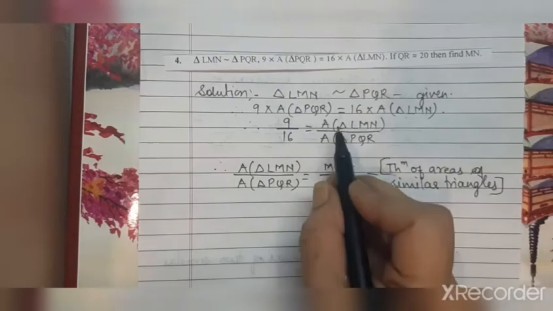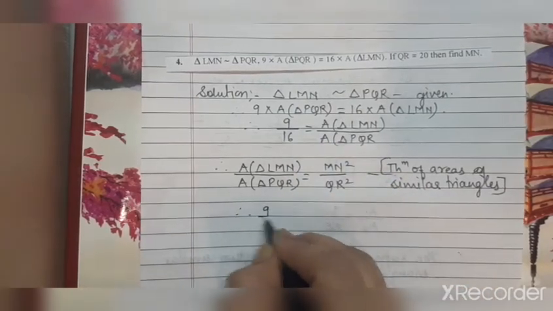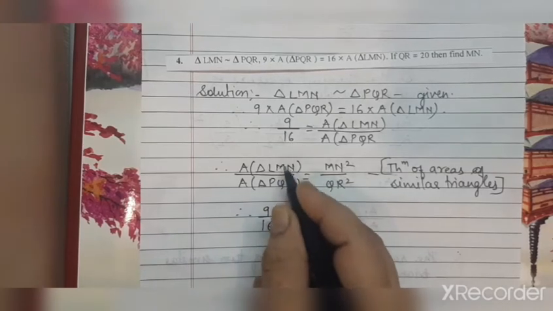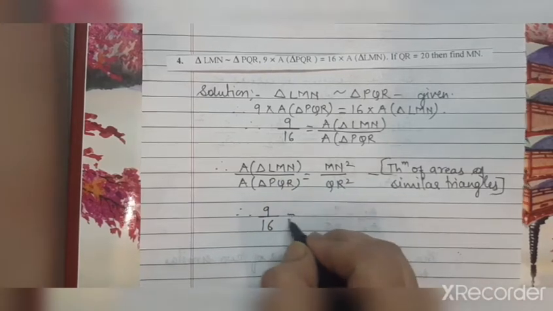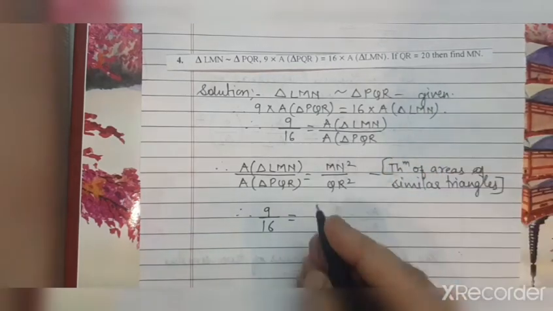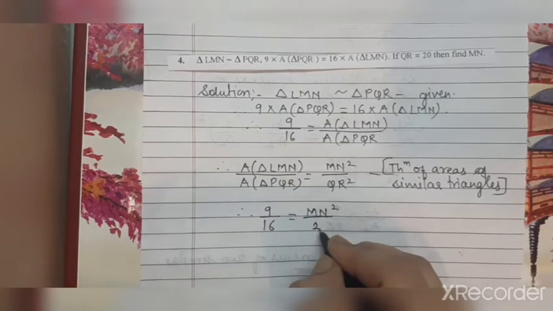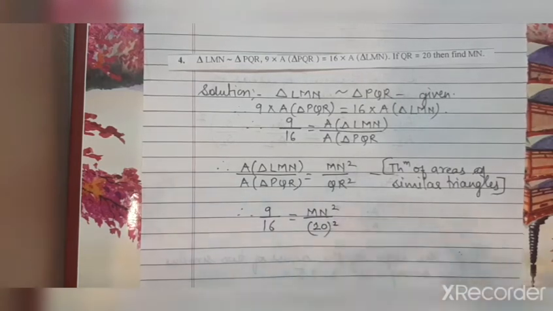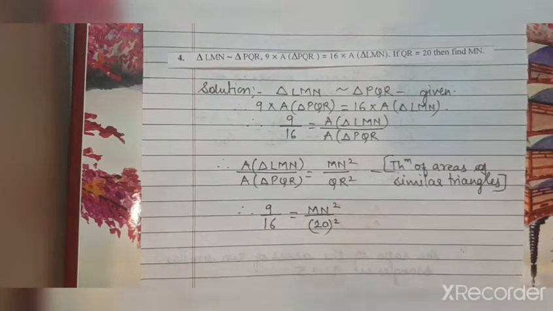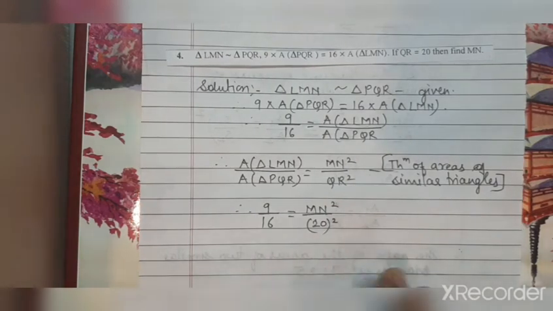Now we know that the ratio of the areas is equal to 9 upon 16. So we substitute here 9 upon 16 for the ratio of the areas. Out of MN and QR, they have given QR. Let MN be as it is, and instead of QR, we will substitute 20 square. Now what we have to do is, we have to cross multiply.